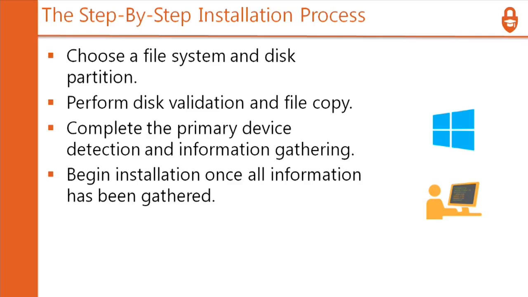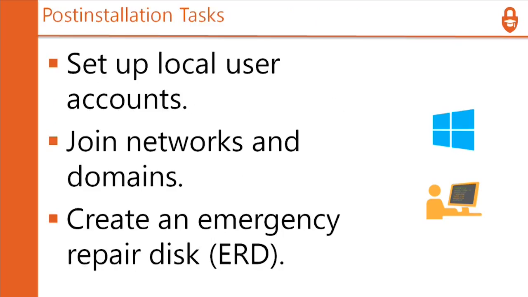And then the step-by-step installation process. We want to choose a file system and disk partition, perform disk validation and file copy, complete the primary device detection and information gathering, begin installing once all information has been gathered. Okay. So the one thing you need to remember here, if nothing else, is that the system you're going to boot from needs to be the primary partition, okay? Don't forget that one. That is a test question.